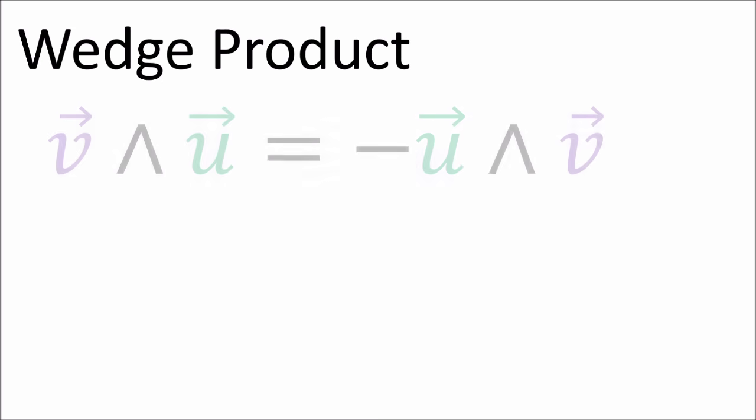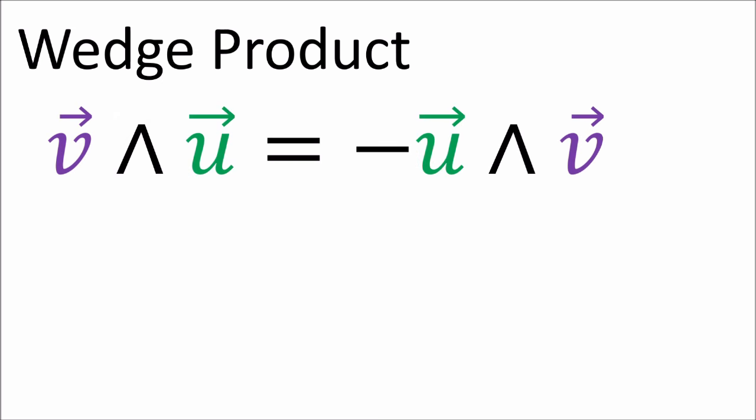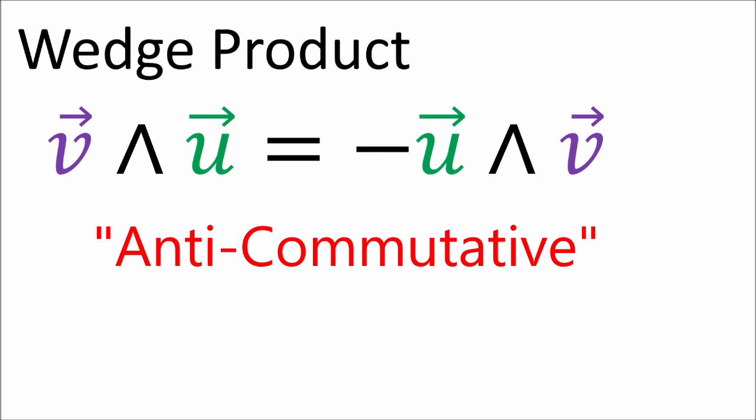This gives us our first important property of the wedge product. When we swap the order of the vectors in the wedge product, we get a negative sign in front. This means that the wedge product is anti-commutative.